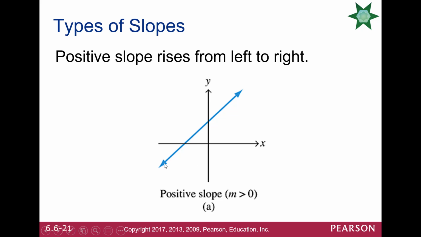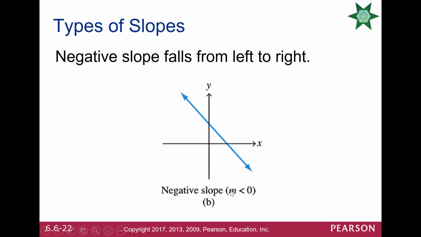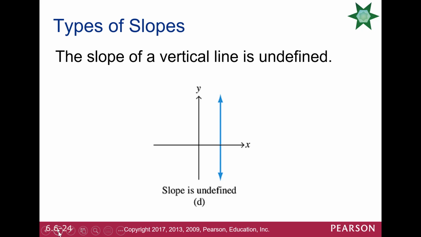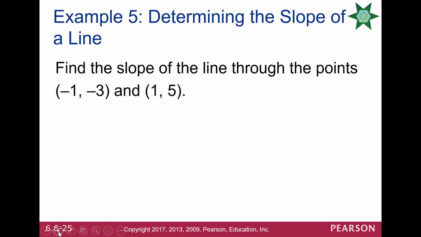If your slope is positive, it rises from left to right. If it's negative, it falls from left to right. If you have a flat line, the slope is 0. And if you have a straight up and down line, you can't define it. Imagine if you're driving down a road and you saw a road in front of you that went straight up in the air. You can't travel that. It's just untravelable, if we'll say it that way. So it's undefined.